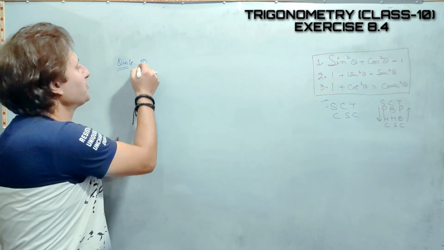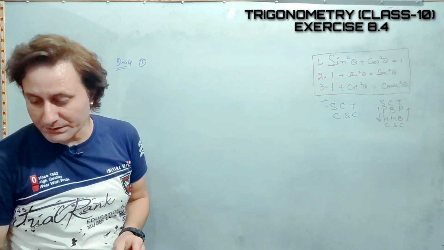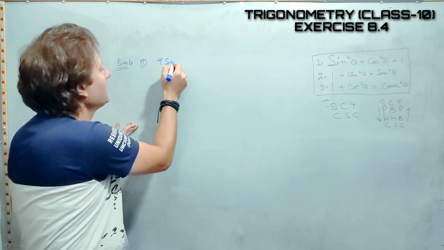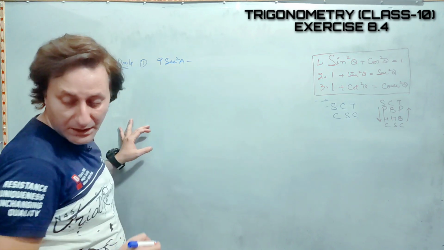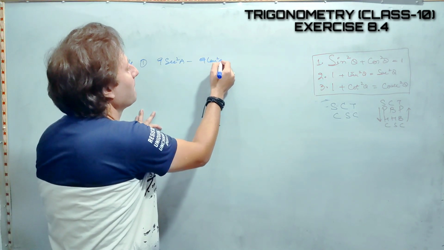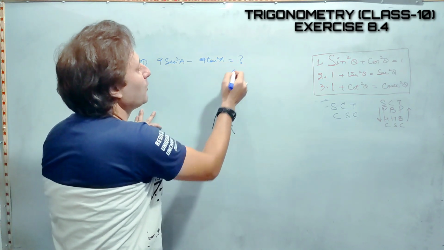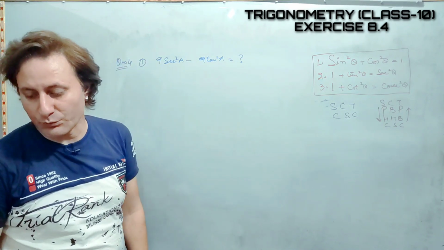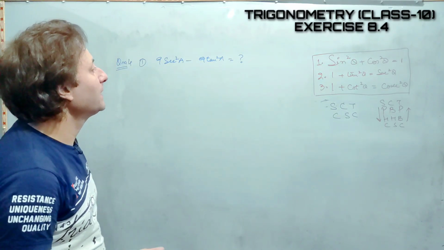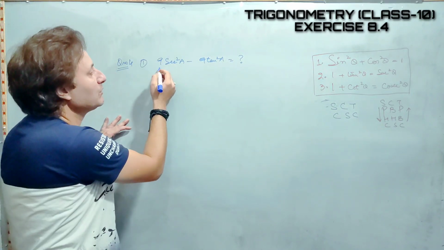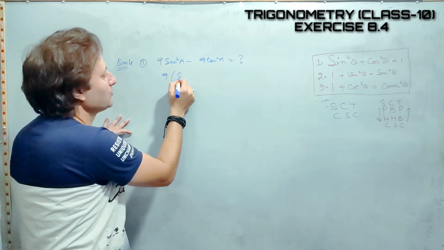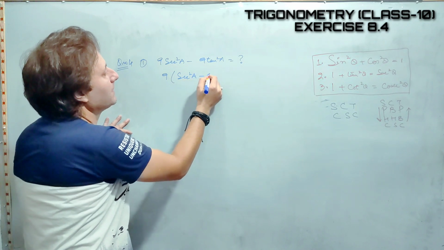Now it's a multiple choice, but very important. The first one says 9 sec²A minus 9 tan²A is equal to what? We have 4 options. It says 1, 9, 8 and 0. So we need to find the value. So let's see what we can do. First of all, I can take 9 common.